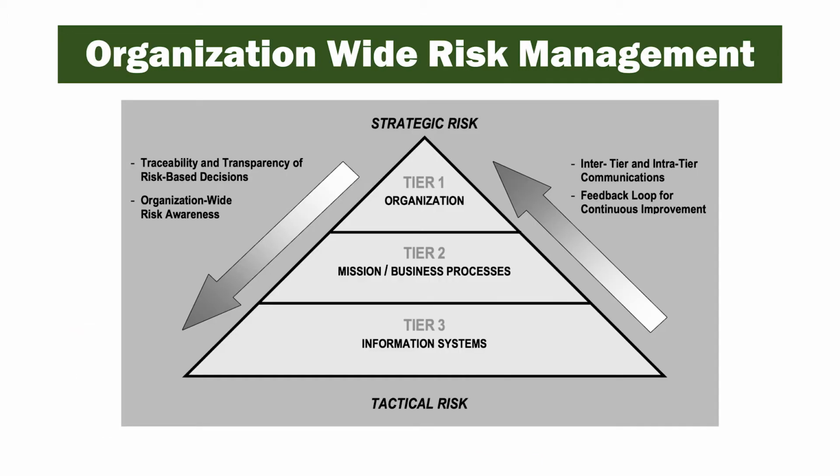Generally, in the RMF, we use this three-tiered organization-wide risk management strategy where risks are managed at each of the three levels. But NIST Special Publication 800-39 goes into a greater bit of detail defining exactly how to manage risk. And that's the high-level concepts we'll cover in this topic.